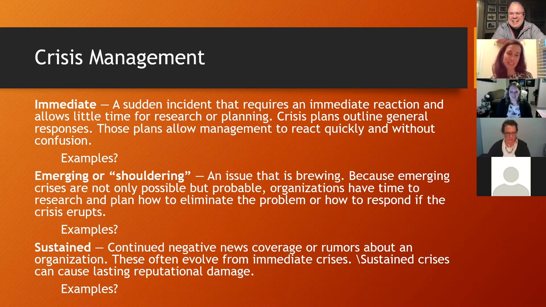Yes, immediate. It's just sudden. You didn't know it was coming. You have little time to plan. Emerging or smoldering. That's an issue that's brewing. Because emerging crises are not certain but probable, organizations have time to research and to plan how to eliminate the problem or how to respond if a crisis erupts. What are some examples? This gets a little harder. What's an example of an emerging crisis?